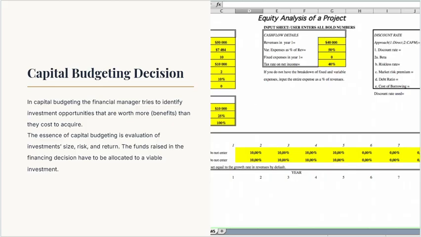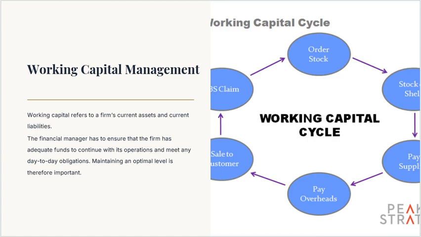Then the third decision is what we call working capital management. The other name we give this is liquidity management or the liquidity decision. And working capital broadly is the current assets and the current liabilities of the business. And the finance manager has to ensure that the firm has adequate current assets to pay off the current liabilities. The current liabilities are the day-to-day obligations that the business has to pay. The business, for example, has to pay utilities, it has to pay rent, it has to pay suppliers.